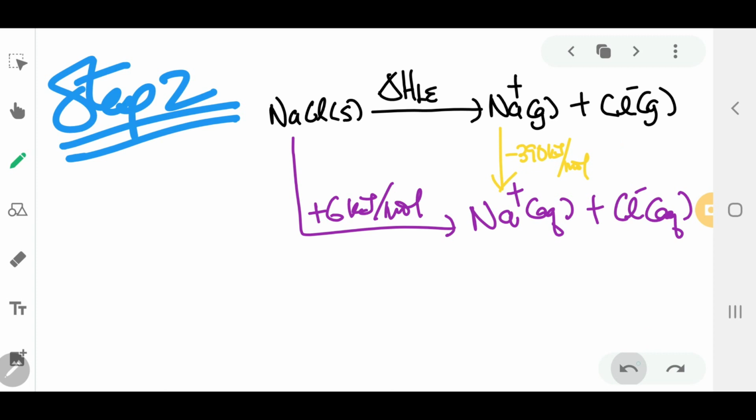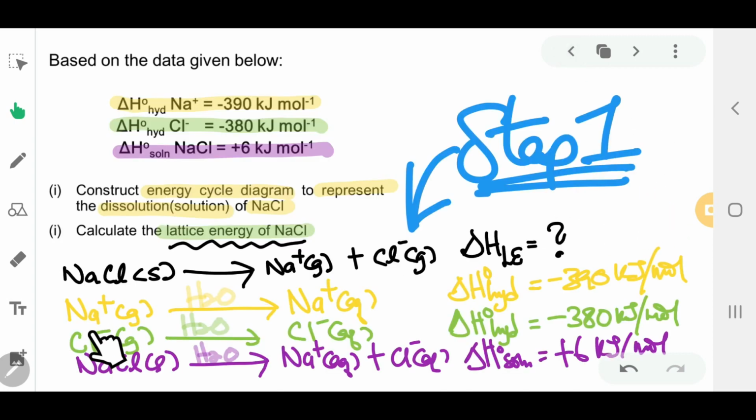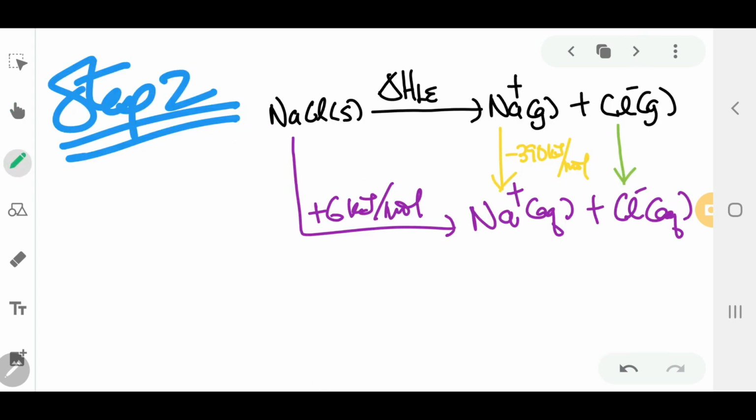And we have another one right there. Sorry, that should be in green. Okay, for you to know that this gas to aqueous hydration over here is for that. Okay, Cl minus gas, water, Cl minus aqueous, then you have the hydration as what you have there, and you have negative 380. So that is negative 380 kilojoule per mole.